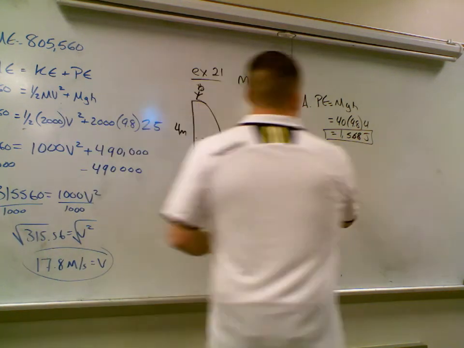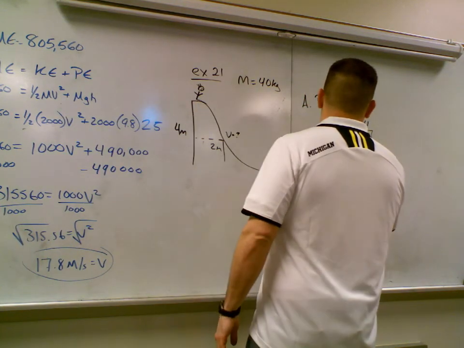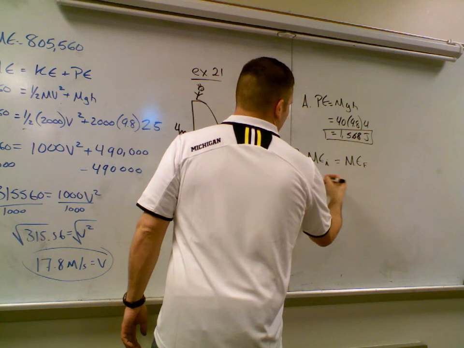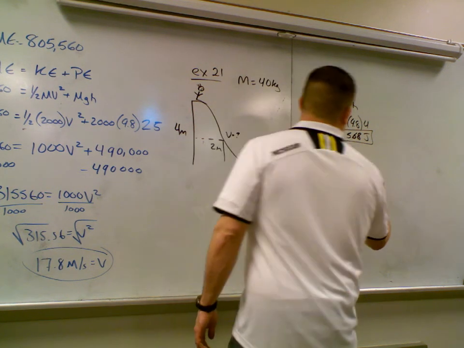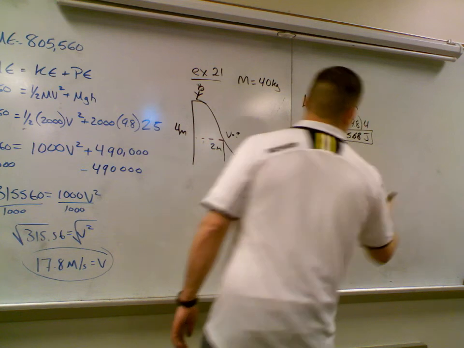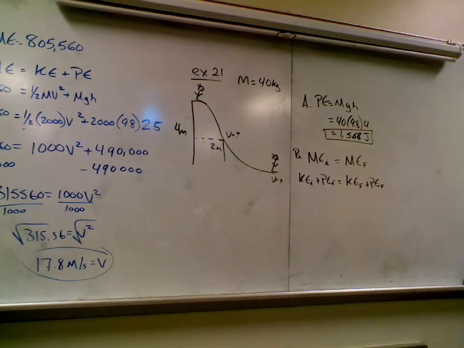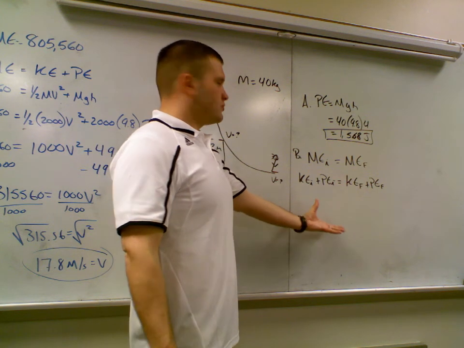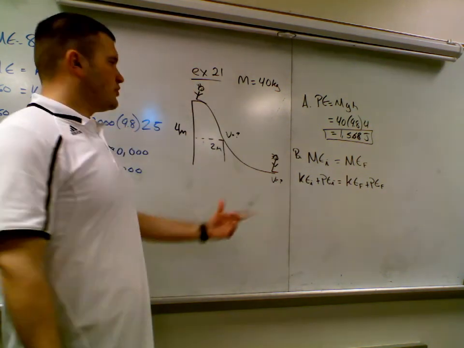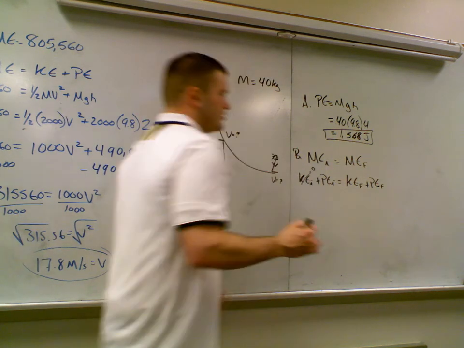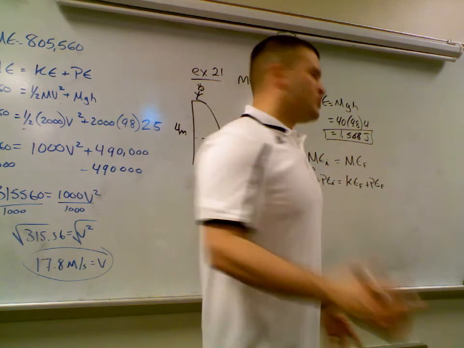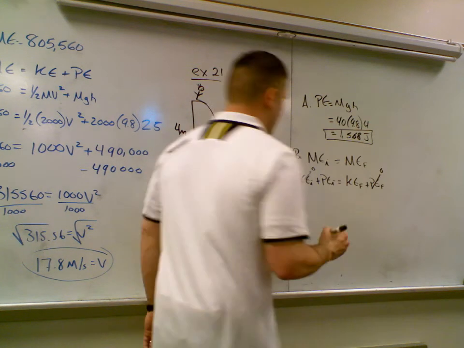Yes. Okay, so if we look at it from this idea, ME initial equals ME final. We know our kinetic initial plus PE initial equals kinetic final plus PE final, right, guys? Does that make sense? So when we get started, what type of energy do we have? PE. So this KE is 0, right? What type do we have at the end? KE. So that PE is 0, right?